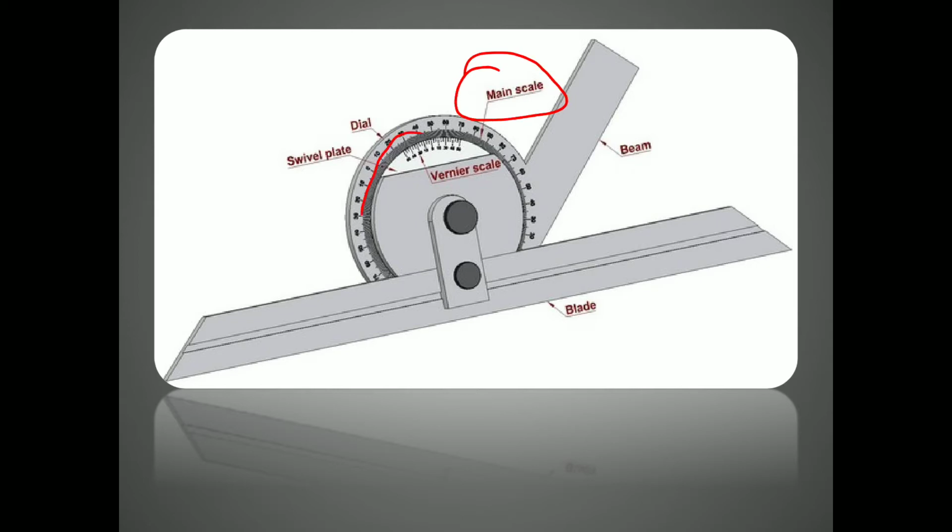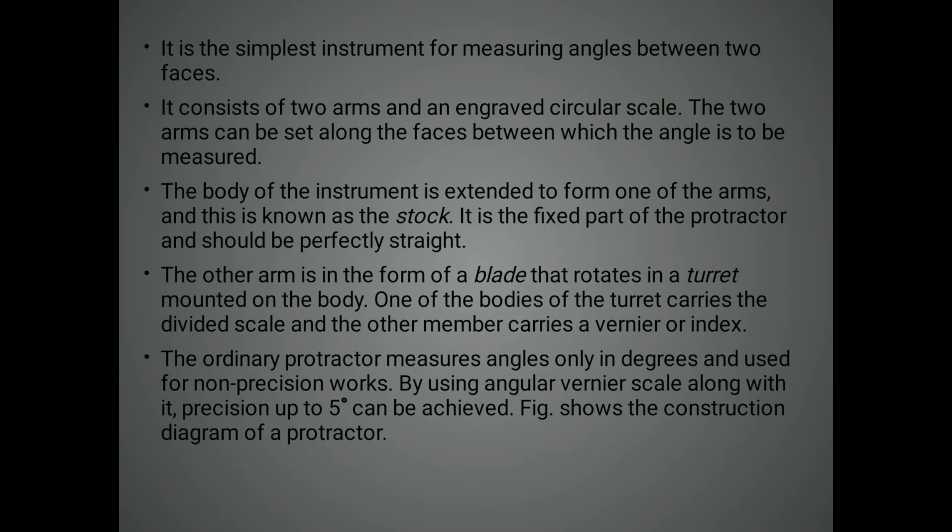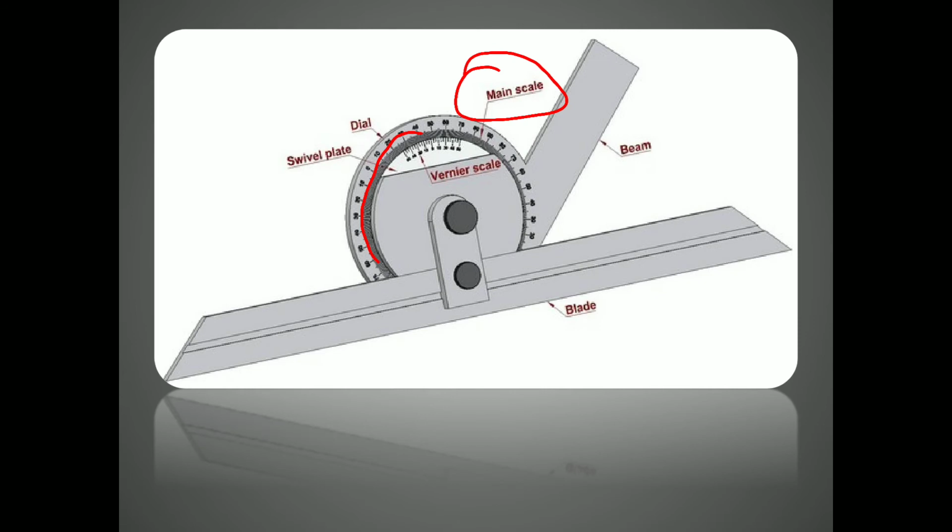So this is the engraved circular scale. Then two arms can be set along the faces between which the angle is to be measured. There are two faces, one face is here and another one is here. So in between you can place the angle, or as per your requirement you can make the adjustments.